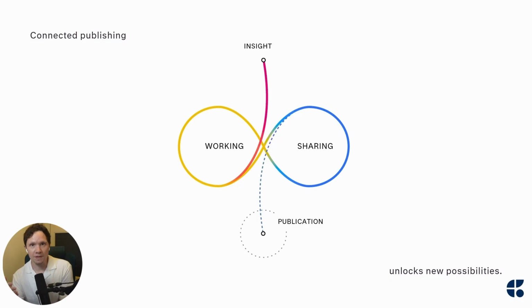And so these are a smattering of what we see as connected publishing. Connecting directly into the content, being able to connect the data, the code, the environment, the software, and pass that all the way through into the ways you share the scientific work. And that unlocks some new possibilities.